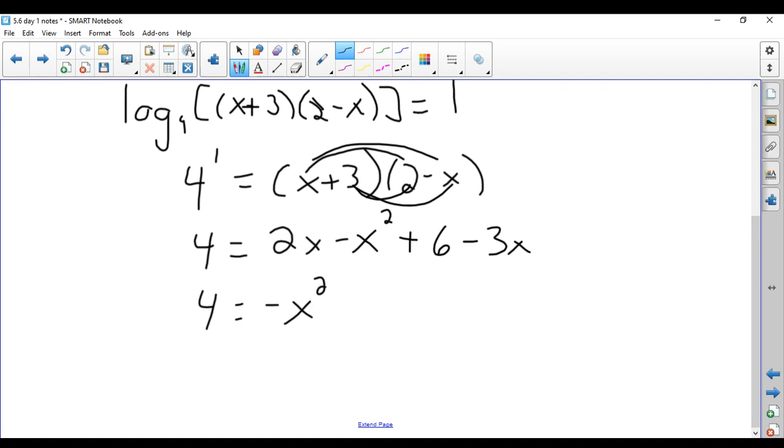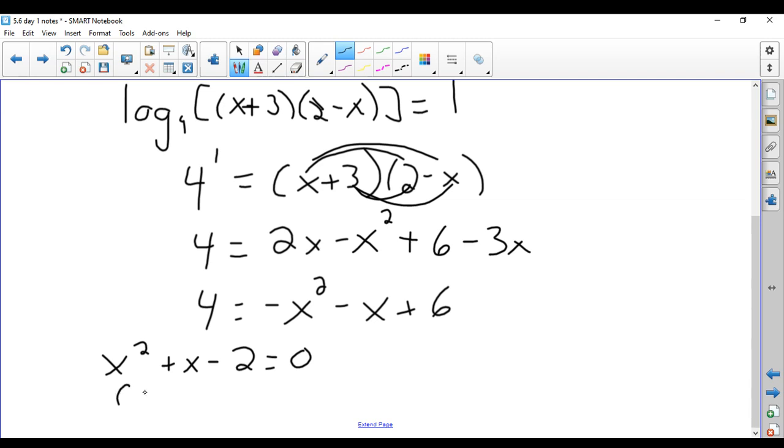I'm going to combine my like terms and rearrange here. I have a negative x squared. 2x minus 3x is negative x, and plus 6. And then I'm going to set this equal to 0. I'm going to move everything to the left-hand side so my x squared is positive. So add the x squared, add the x, and then 4 minus 6 is negative 2.